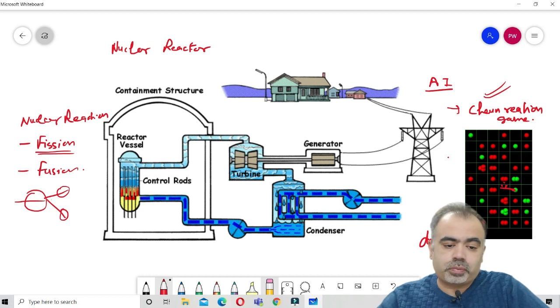I hope you understand this, and this is one of the promising topics on which most researchers across the world are working. According to me, we can use the strategies that we use in chain reaction games to optimize play. In the same way we can generate a machine which can be useful to control this nuclear reactor.